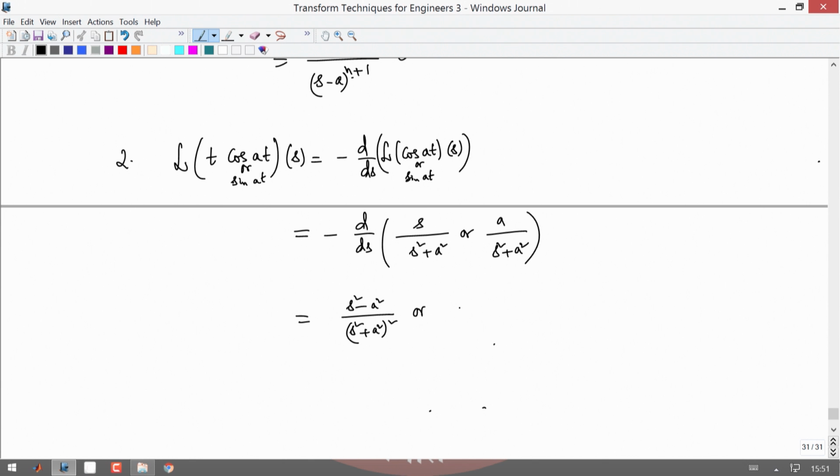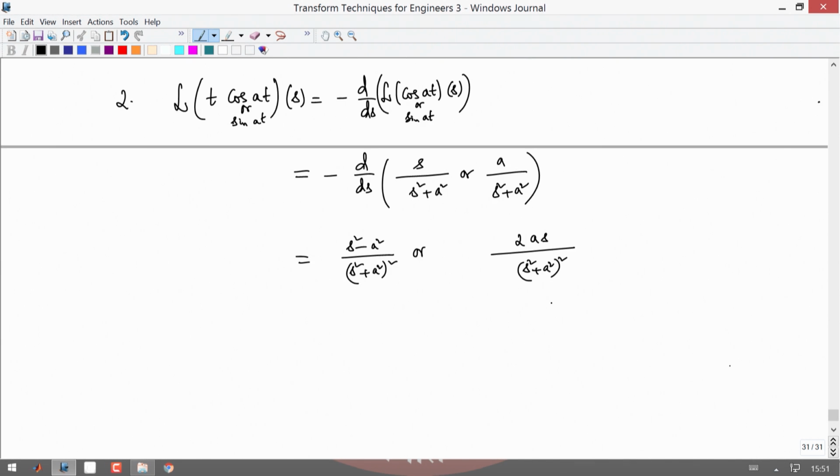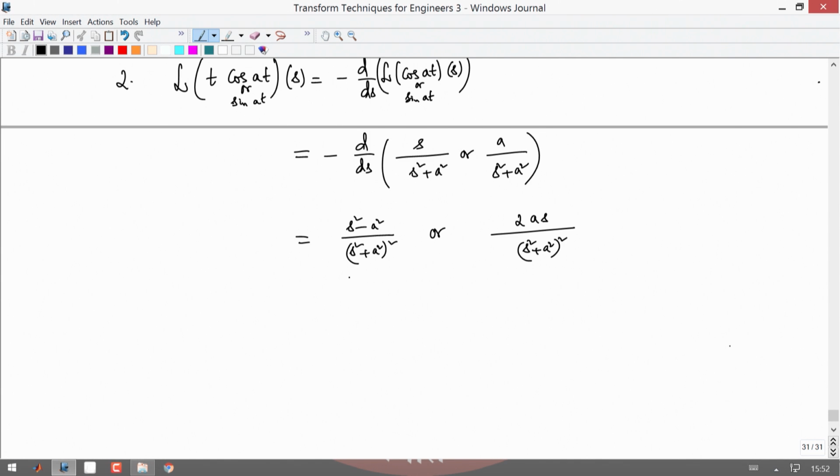either this or, and you have a minus derivative, which is (s^2 + a^2) whole squared, (s^2 + a^2) times a, that is 0. So, you have a minus minus plus, and you have a times 2s. So, 2as divided by (s^2 + a^2) whole squared. So, either this or this, depending on your Laplace transform of t times cosine of at or sine of at. So, you will see this result too.